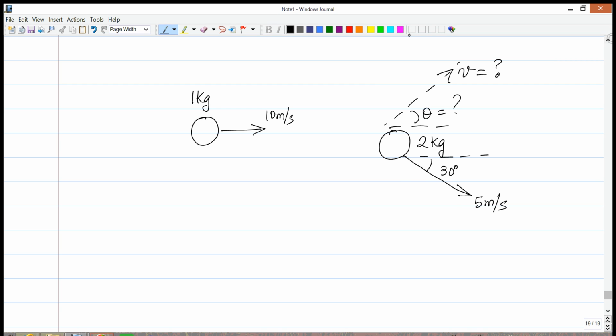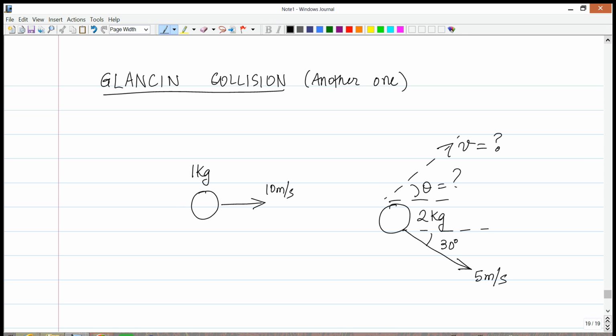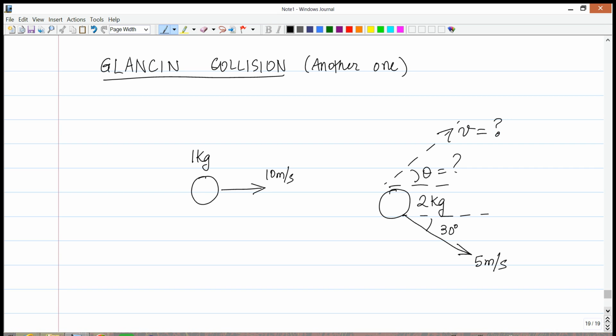So here's a look at another glancing collision problem. Now we did one already in these videos, but here's a second one where things are moving. They're not moving perpendicular to each other in the beginning, but let's say that we have a 1 kg block that is moving towards a 2 kg block that is initially at rest.